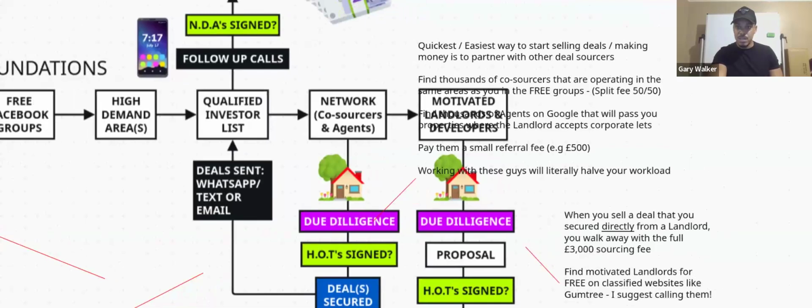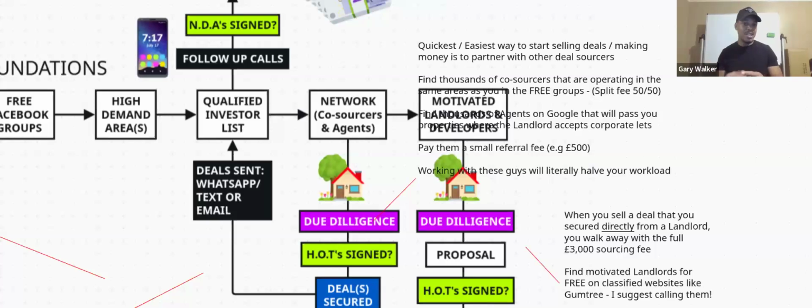Where is it? All right, so here, as you can see here, I don't know if you can see it in the background, but basically I said the quickest and easiest way to start selling deals and making money is to partner with other deal sources, right? So you will find thousands of co-sources that operate in the exact same area as you inside those same free Facebook groups, okay? And what you're going to do is similar to how you found the investors, which was go back into those groups, type your area. So if it was Manchester, I'll use that as an example again.